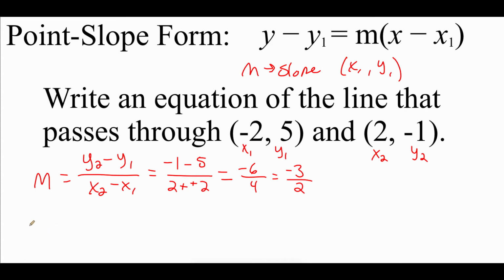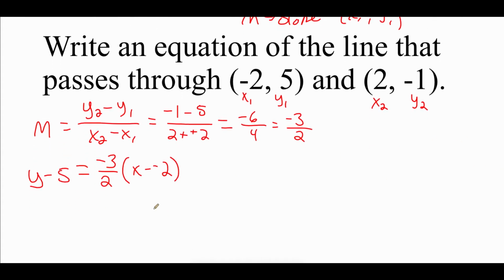So if I use the first point, that would be y minus 5 equals that slope of negative 3 halves times x minus negative 2. So I'm going to work through this one first, and then we'll do it using the other point again to prove that we would get the exact same answer. So inside of this parentheses, we've got this double negative happening, x minus negative 2. So I'm going to switch that over into addition.